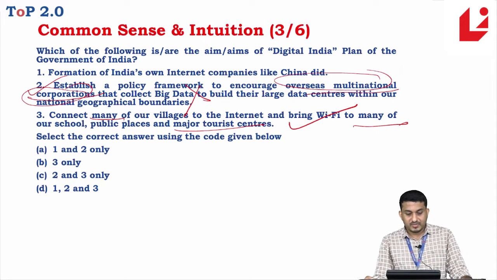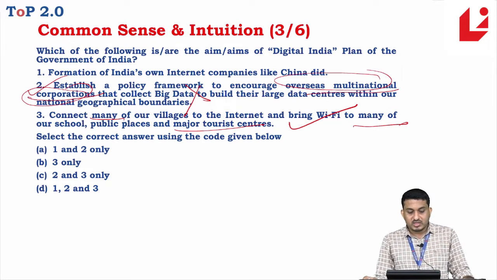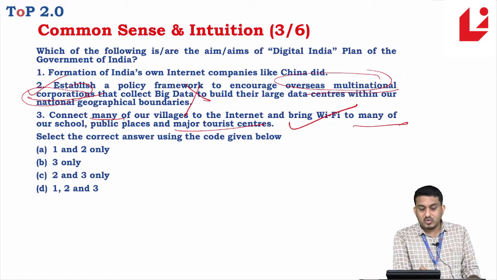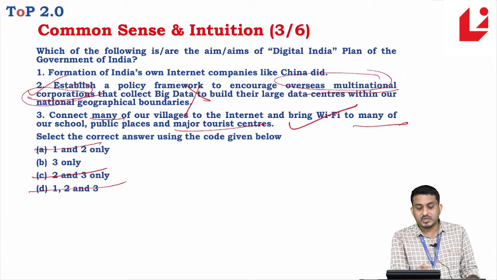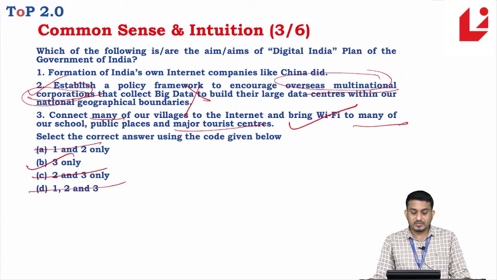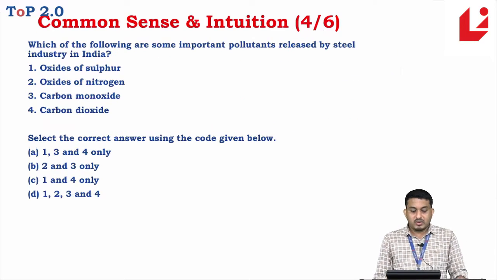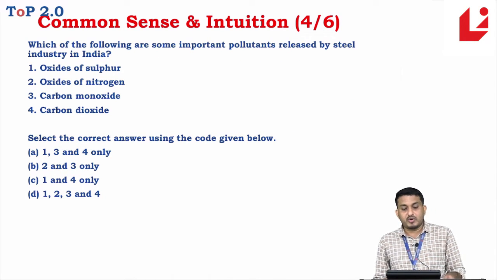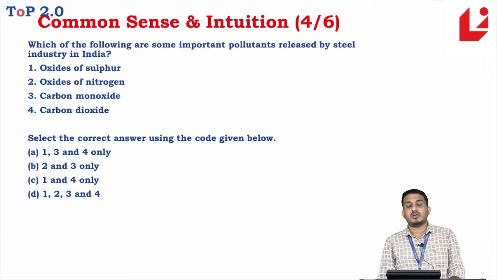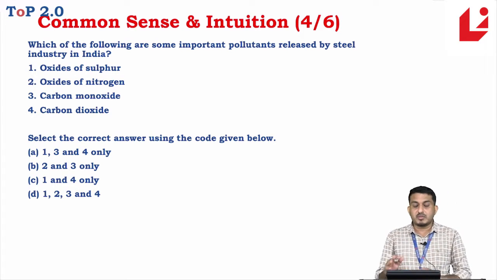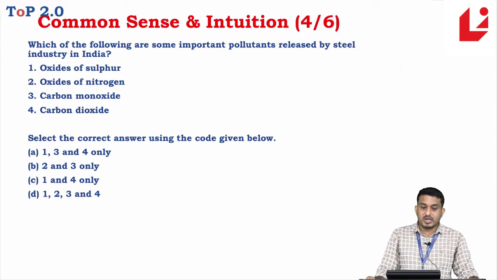Third is right. Okay, if statement 3 is right, statement 2 is wrong. 2 is wrong means A, C, D you can eliminate. What is the left out option? Option is B, 3 only. Getting it? Now next, which of the following are some important pollutants released by steel industry in India? This type of question examiner repeatedly asks in the prelims.